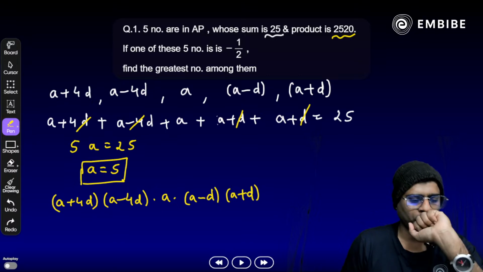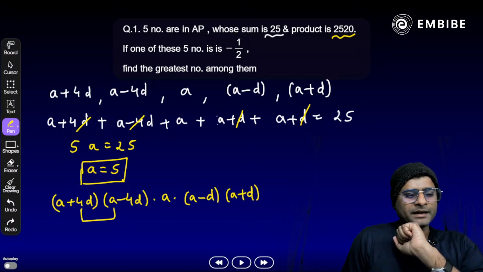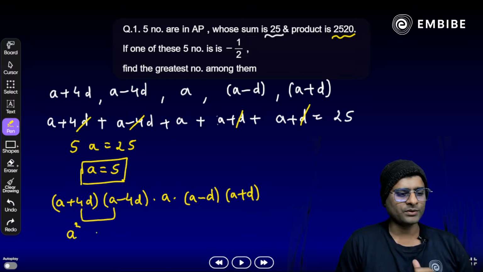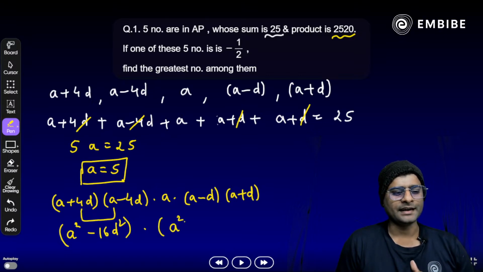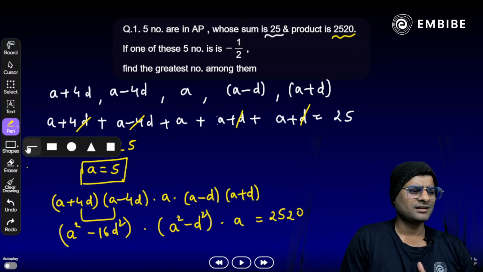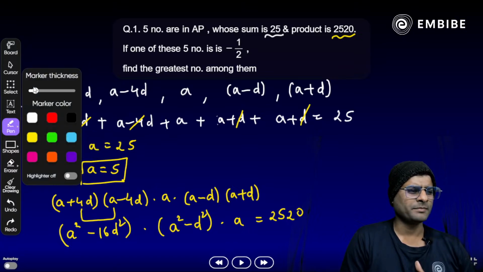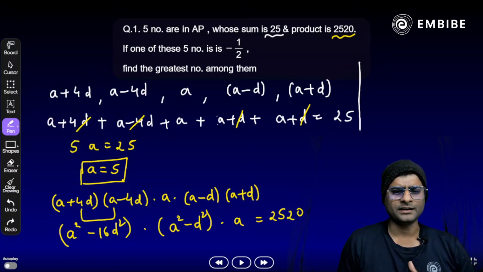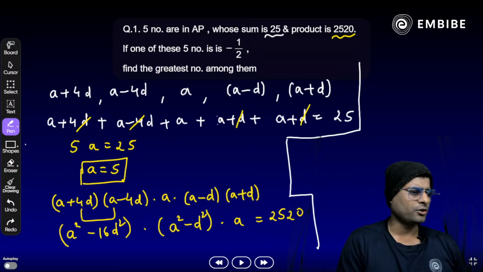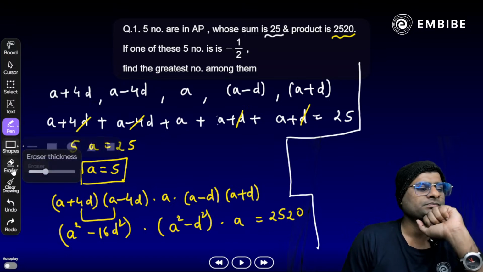Now try to multiply. Okay, here we can apply what? The identity a square minus b square. So that should be what? A square minus 16d square. And the next is a minus d, a plus d, which is a square minus d square, into a, which is equal to 2520. Okay, just substitute the value of a here. It will become very easy. Once we put down the value of a, what do we get here?